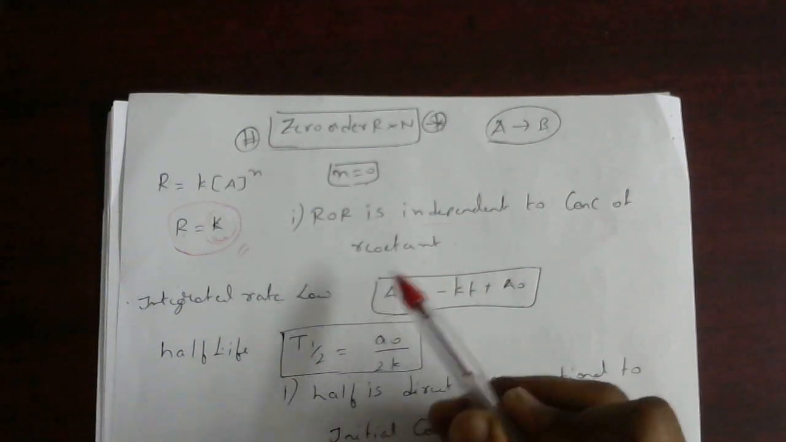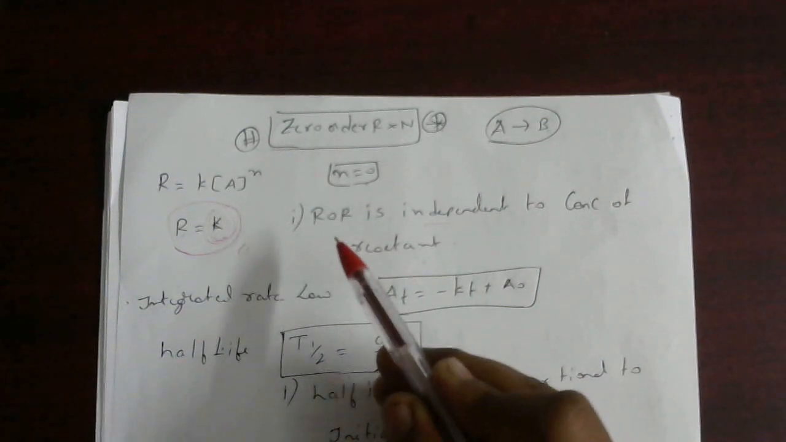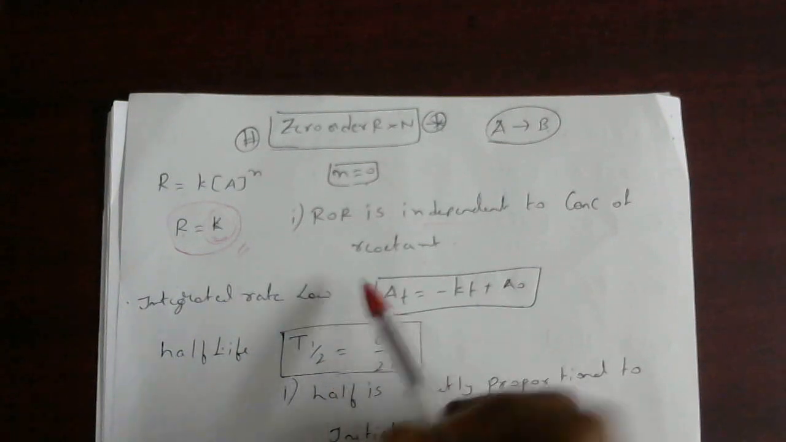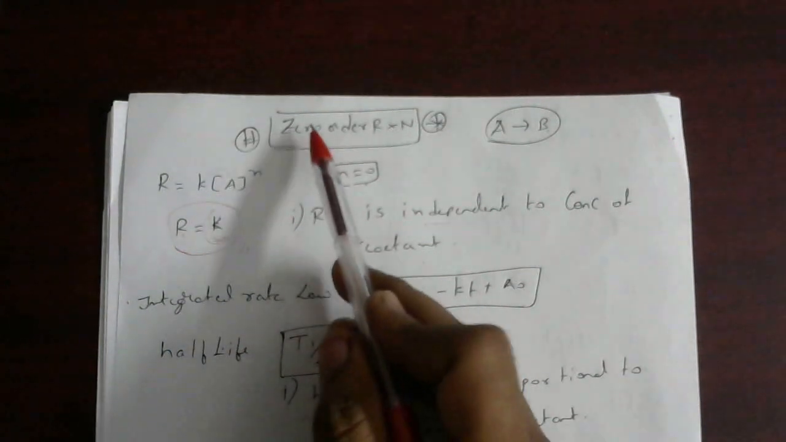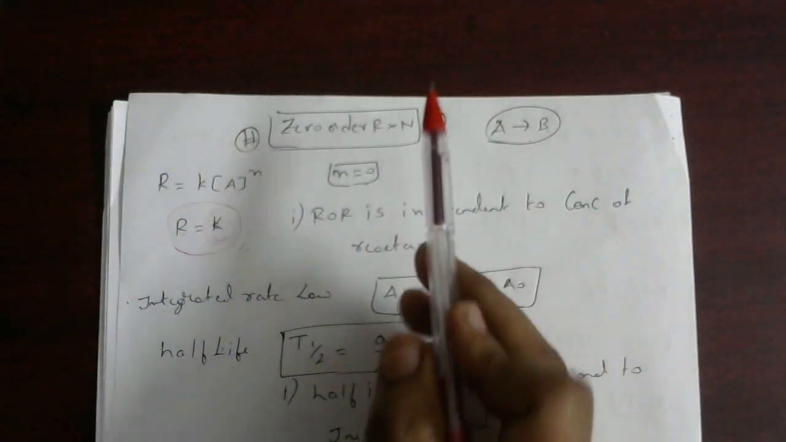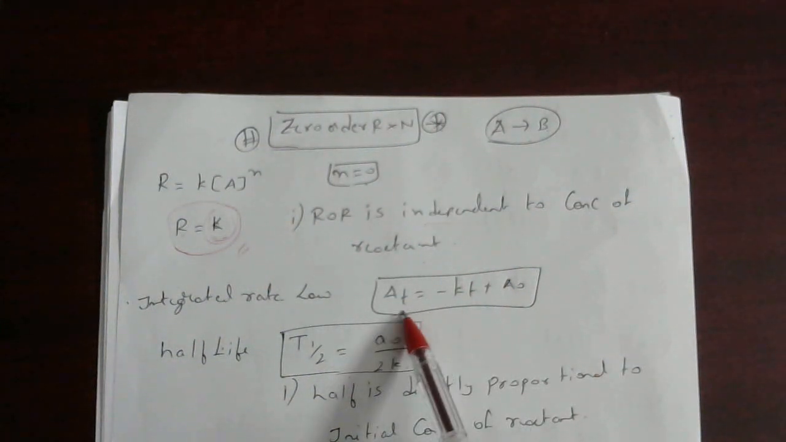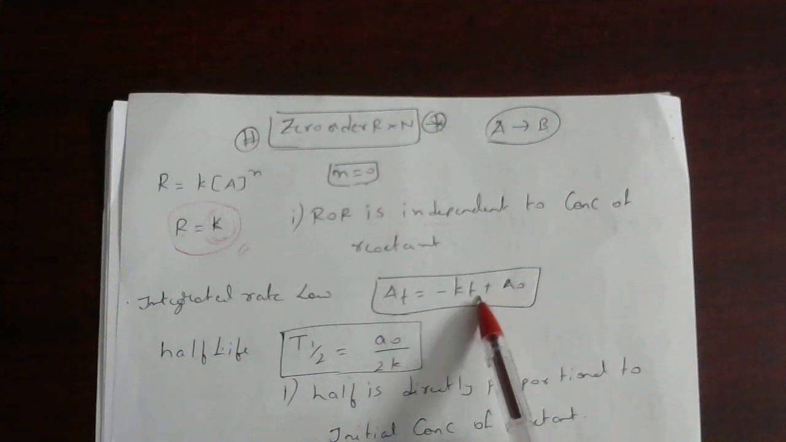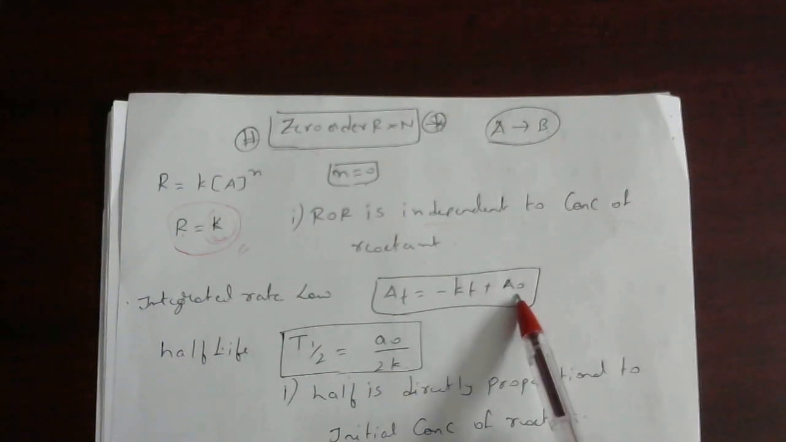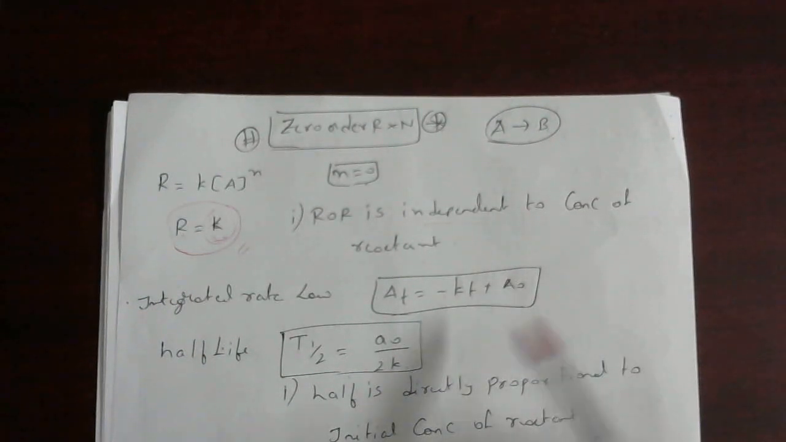And here I have skipped the derivation of the integrated rate law for the zero order reaction. So I am directly writing the law here. At is nothing but the concentration of reactant at time t, K is the rate constant, t is nothing but time, and A0 is nothing but the initial concentration. I think you already know this formula. It's very, very important.